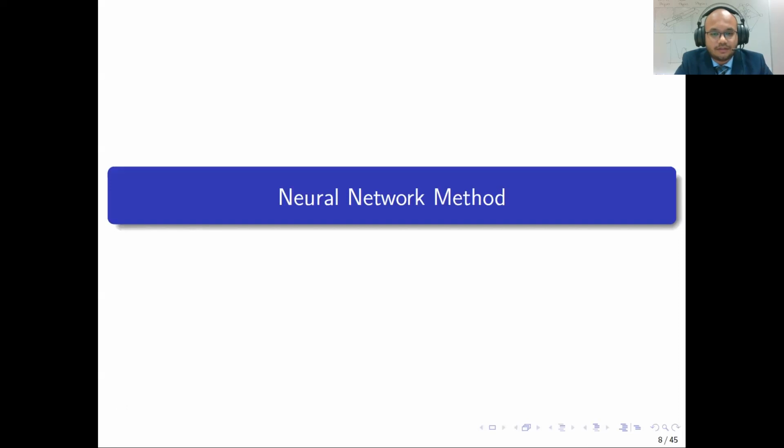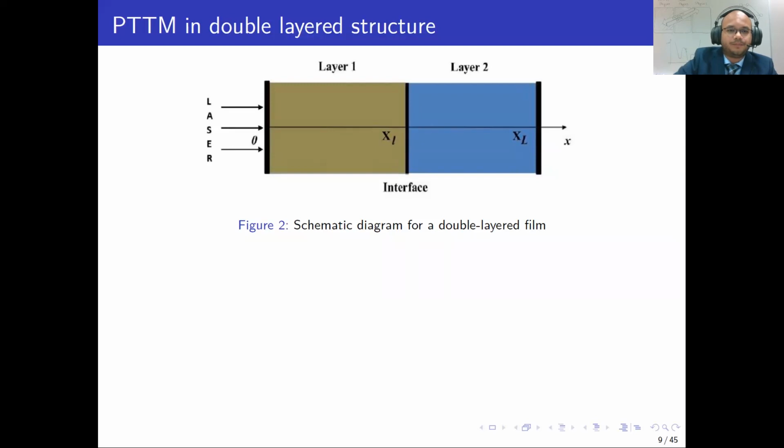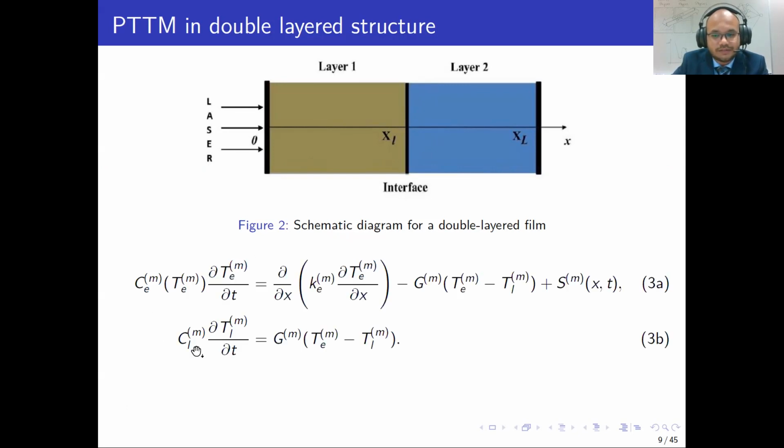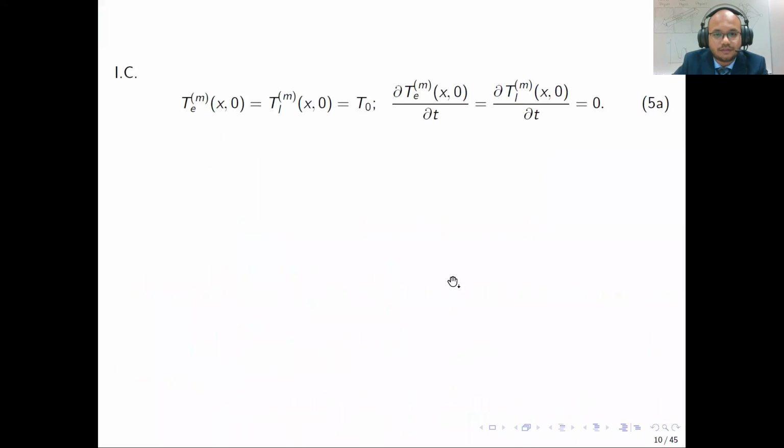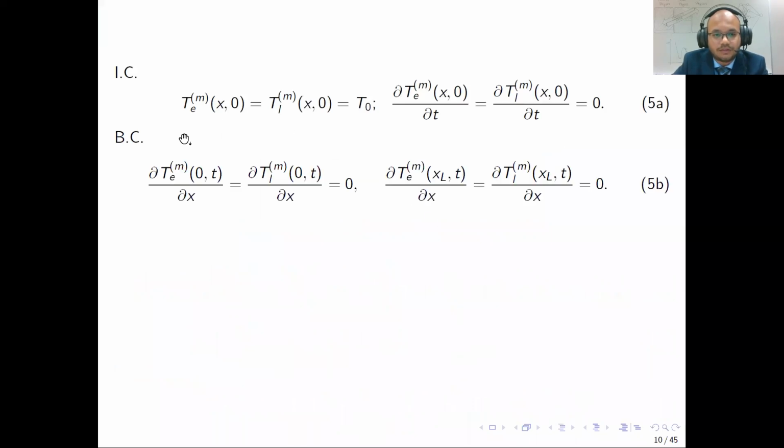So now let's get to the neural network method. For double layers, it's the same set of equations that I showed before, but it will be repeated for both layers, and we will also have an interface condition. These are the same equations that I described before, but now I use the notation m. So m equal to 1 represents the first layer, and m equal to 2 represents the second layer. And that's the heat source term with the initial condition and the boundary condition.